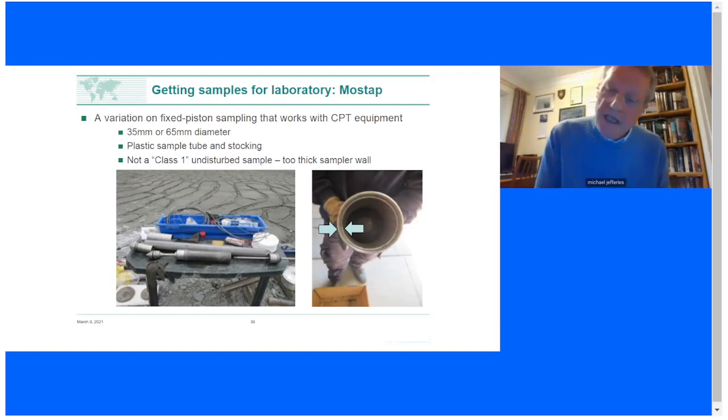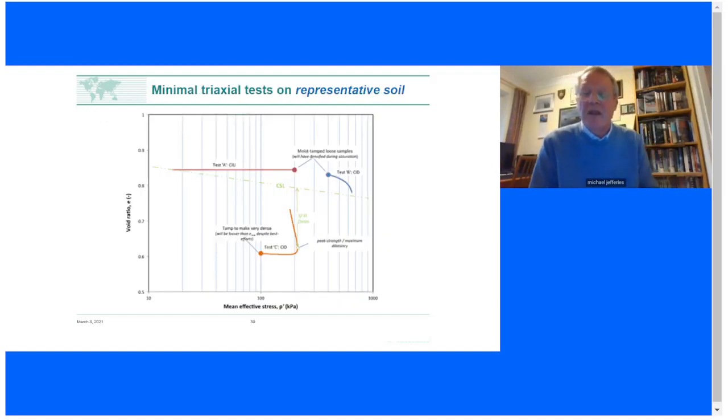And the key thing here is soil properties don't depend on void ratio, they don't depend on structure, they don't depend on stress history. So we're quite happy with a disturbed sample because we're probably going to reconstitute it. And in fact, we will reconstitute it.